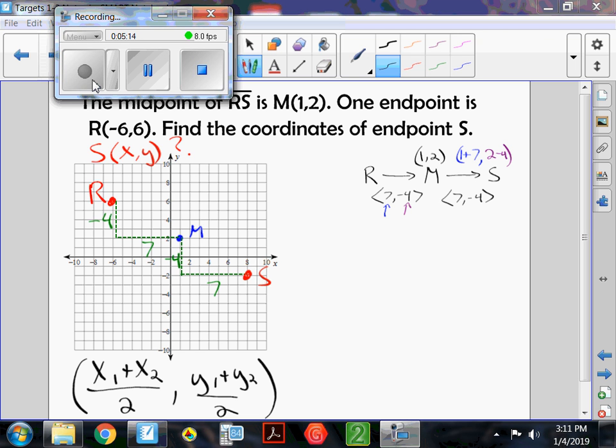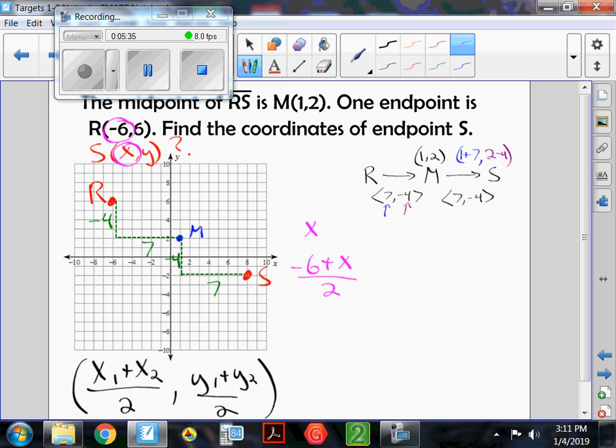And I know this is going to be one of the longer videos because I'm showing you 3 ways to do the same thing, and the third way does take a little bit of time. So the idea is stick with what you've been doing. In other words, add the 2 x's and divide by 2. So -6 plus x divided by 2 should give you the x-coordinate of the midpoint.